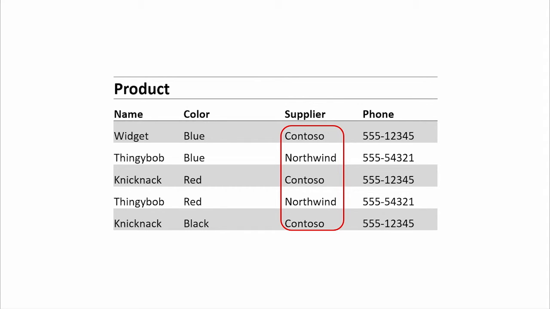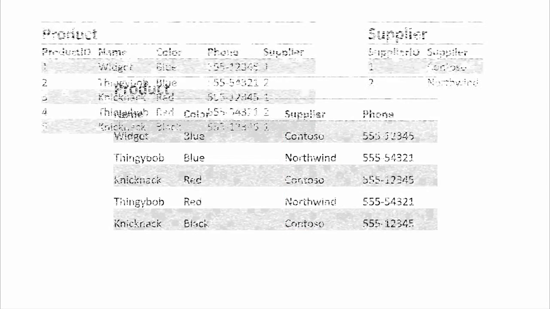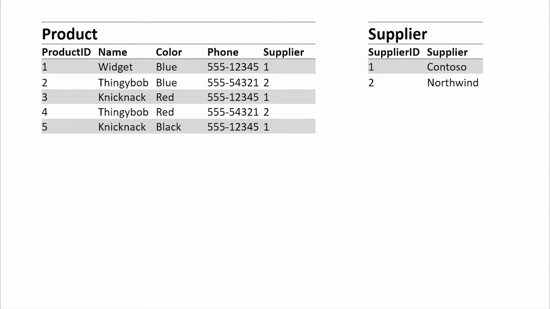So I can see there's the problematic column. I can go ahead and split that out, and now I've got a product table and a supplier table. And I've assigned a unique ID to each supplier, I've assigned a unique ID to each product, and I'm using the ID for the supplier in the product table to say, hey, this is the supplier for this product.